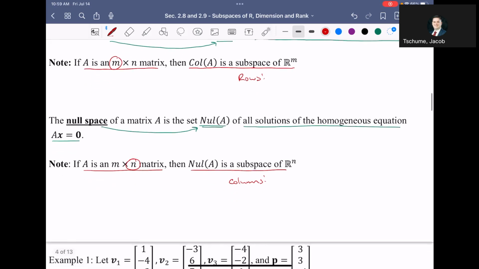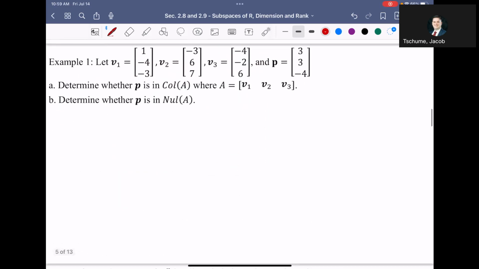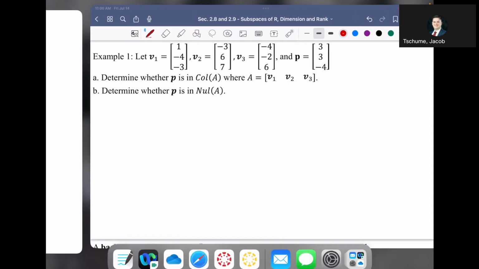All right, so now that we know the basic definitions of column and null space, let's do a little example where I'm not going to make you find the subspaces just yet, but I want you to be able to verify if a certain vector falls in that subspace. Here's my example to illustrate that. If I give you three vectors, let's say v1 is (1, -4, -3), v2 is (-3, 6, 7), and v3 is (-4, -2, 6), and let's let vector p be (3, 3, -4).